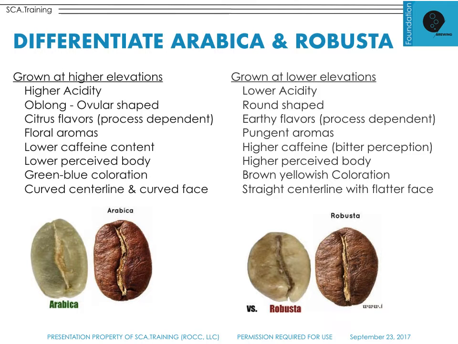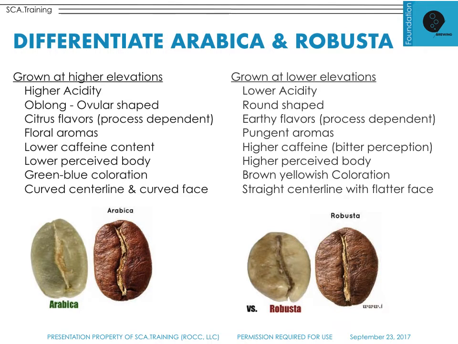Whereas, if you look on the right-hand side, those Robusta coffees are typically grown at lower elevations. They also have lower perceived acidity levels. They're more round-shaped generally. They'll display earthy flavors, again process dependent, but generally more close to the earth. Pungent aromas that correlate closely with earthy flavors. They also have a higher caffeine content, which increases the bitter perception. They have a higher perceived body, which in some cases, particularly espresso blending, is very important.